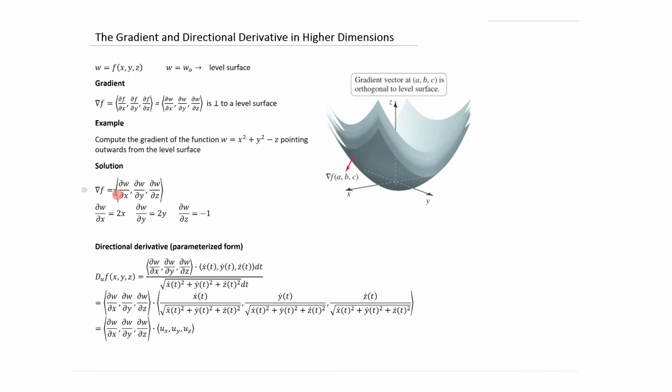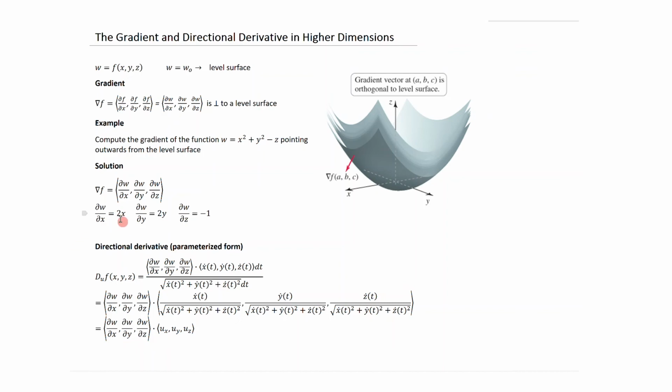So we'll compute the gradient. We take the derivative of this function with respect to x, and that becomes the x component of the gradient. Then we take the derivative with respect to y, and that becomes the y component of the gradient vector. And then dw with respect to z becomes the z component of the gradient vector.